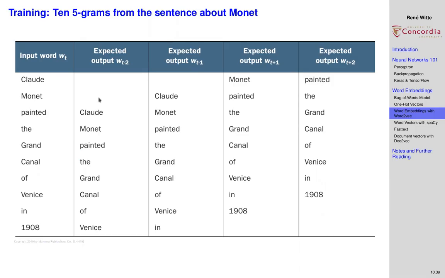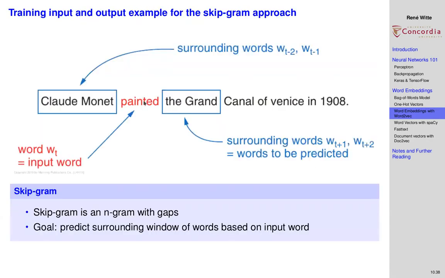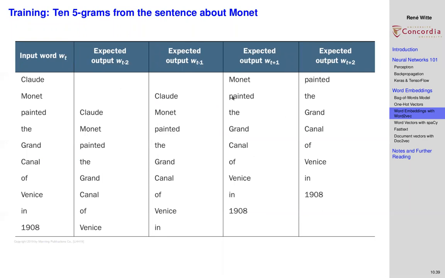Then for the next word, Monet, again, we don't have 2 words before it, but we can predict the word just before Monet. We expect that there is Claude. And after we have painted the, and this goes on and on. Now we actually have the one that we've seen here. So for the input painted, we want to predict Claude Monet, the Grand, and so on and so on. So we're going to slide these windows across the whole sentence and have these 10 training samples.